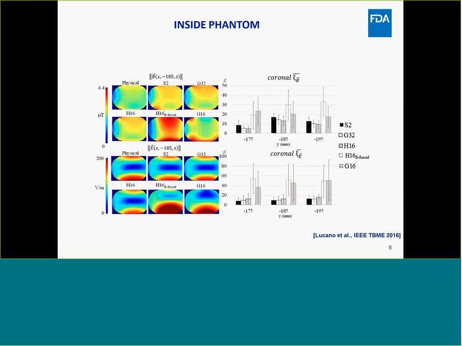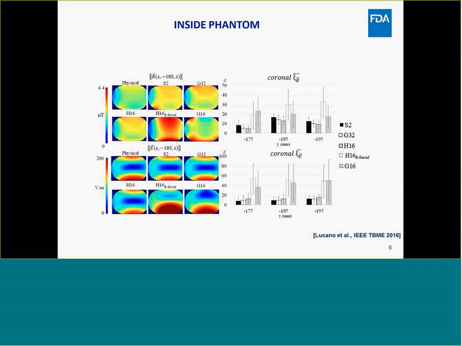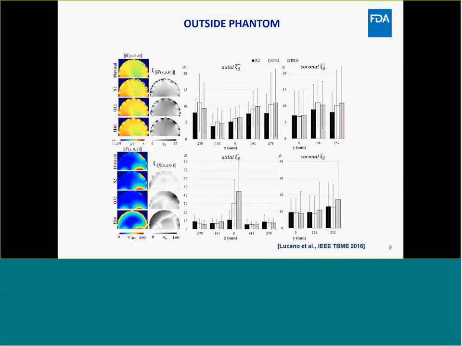So these are results in a plane inside the box phantom. These are results taken outside the box phantom, where different models, so just point your attention to the S2 and the G32, they are quite similar in terms of magnetic field top of the image and electric field bottom left. Whereas if you go to different areas, so outside the phantom, then the results obtained between the S2 and the G32 start to be different.